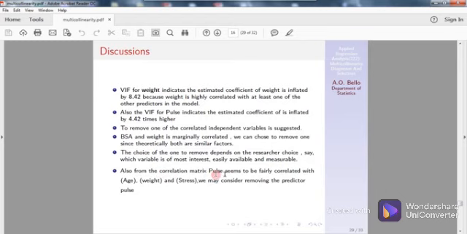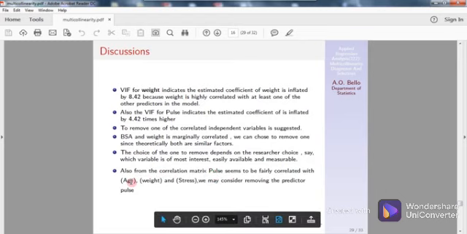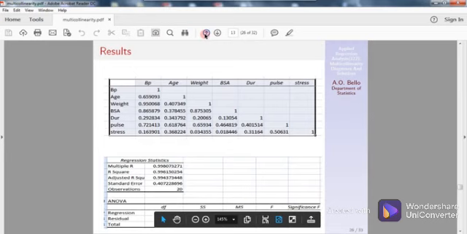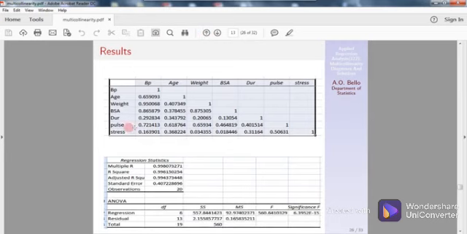Also, from the correlation matrix, pulse seems to be fairly correlated with age, weight and stress. We may consider removing the predictor pulse. So let's look at the correlation matrix we are talking about. So let's look at pulse. Pulse is correlated with age, is correlated with weight, is correlated also with body surface area, and correlated also with what? Duration. Most importantly, it has the highest correlation with age and weight.